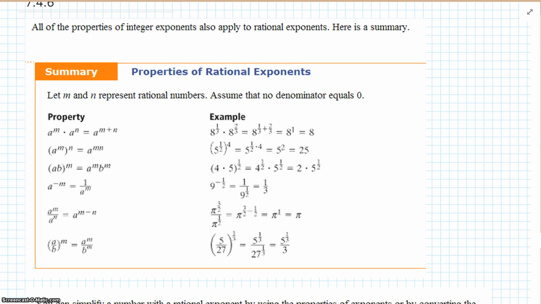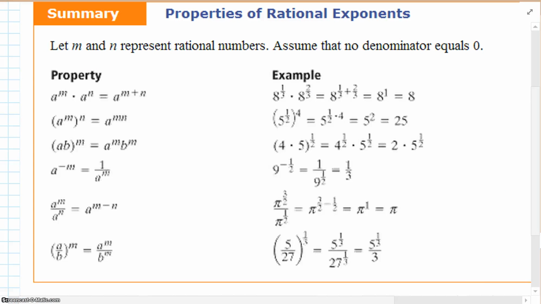Okay, so the first property, let's zoom in. a to the m times a to the n is the same thing as a to the m plus n power. So 8 to the 1/3 times 8 to the 2/3 is the same thing as 8 to the sum of those two, so 8 to the first equals 8. a to the m power to the nth power is the same thing as a to the mn.